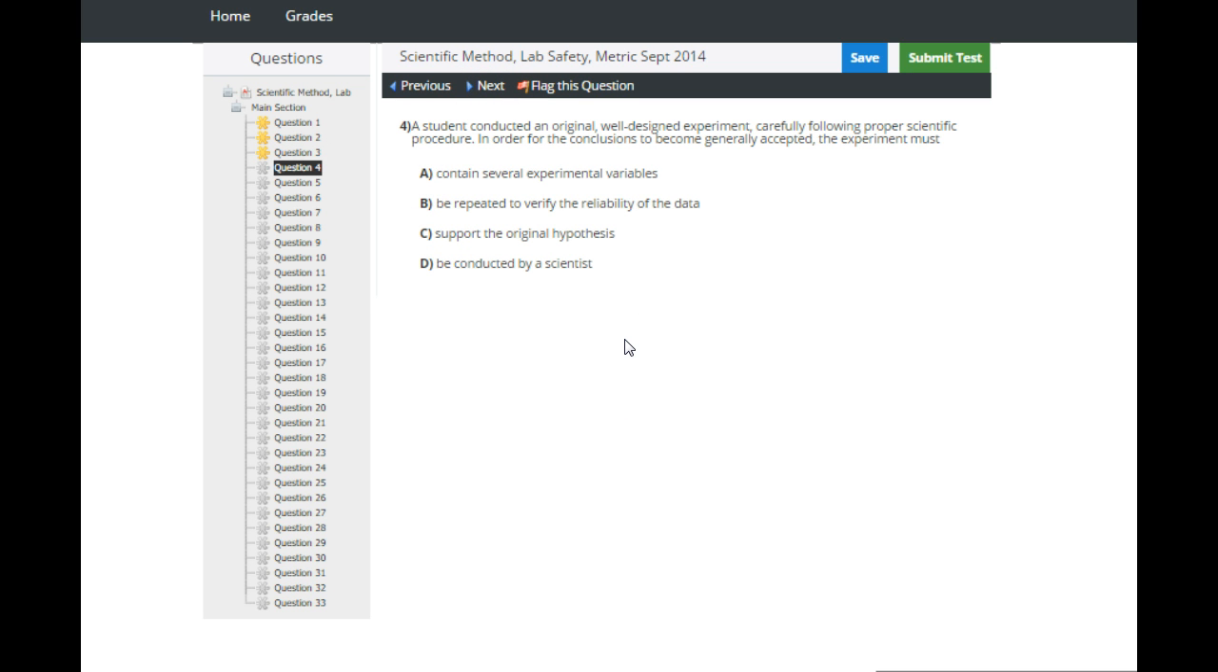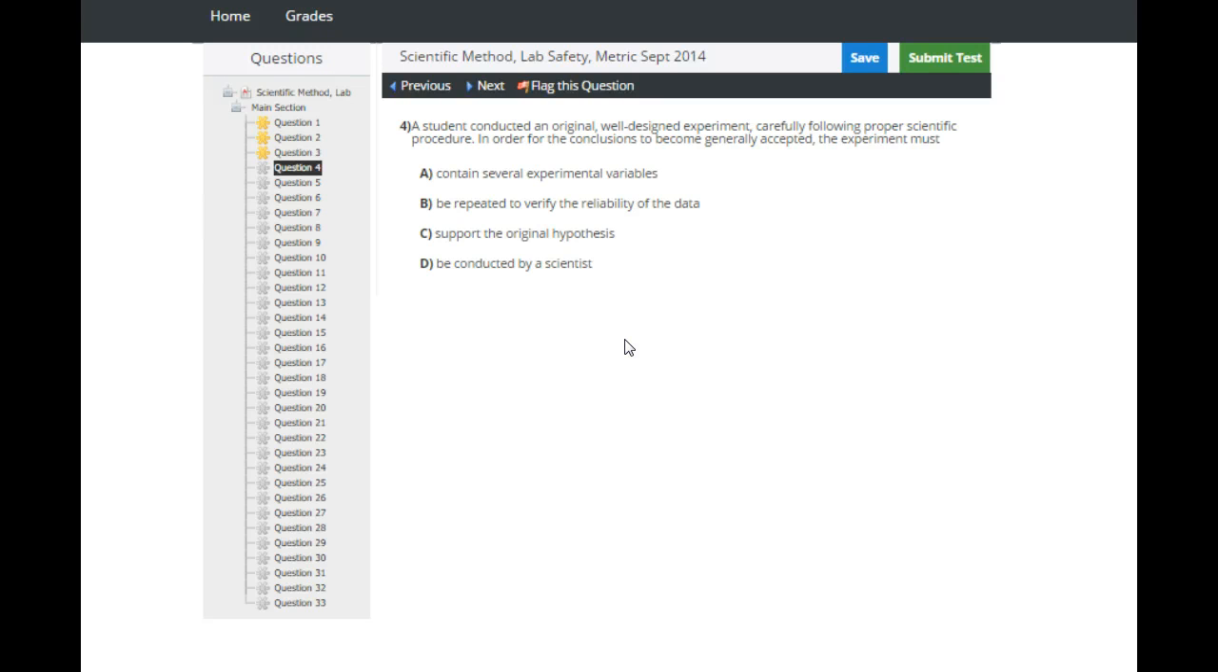A student conducted an original, well-designed experiment carefully following proper scientific procedure. In order for the conclusion to become generally accepted, the experiment must, we said that it's got to be tested by a large number of test subjects. It's got to be able to be repeatable. People have to get the same results in other countries. So let's look at the answers they have. A, contains several experimental variables. That can't be true. The only one that can be different is the independent variable, not a bunch of different ones.